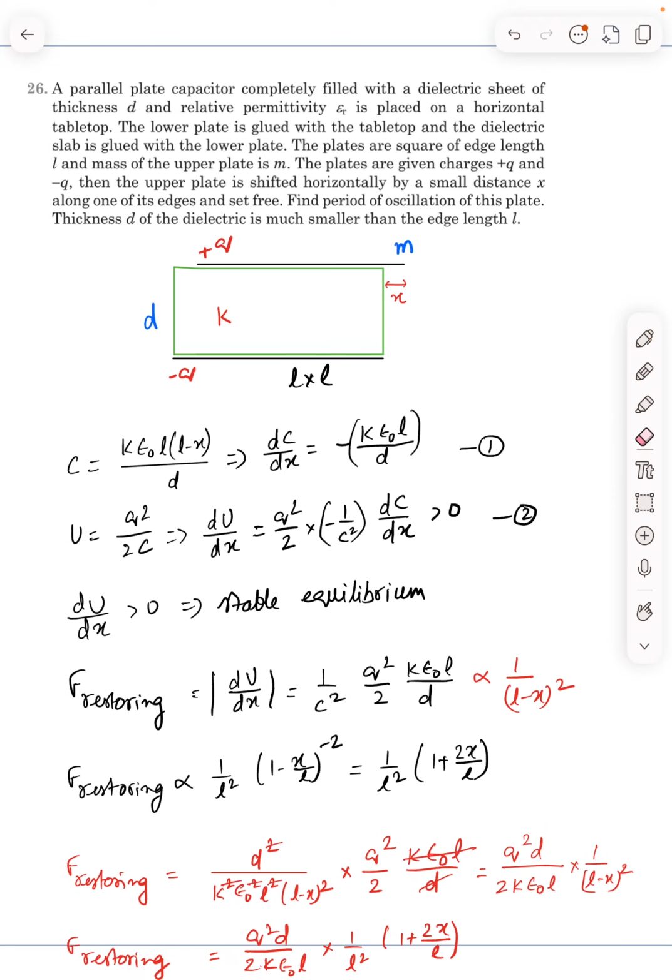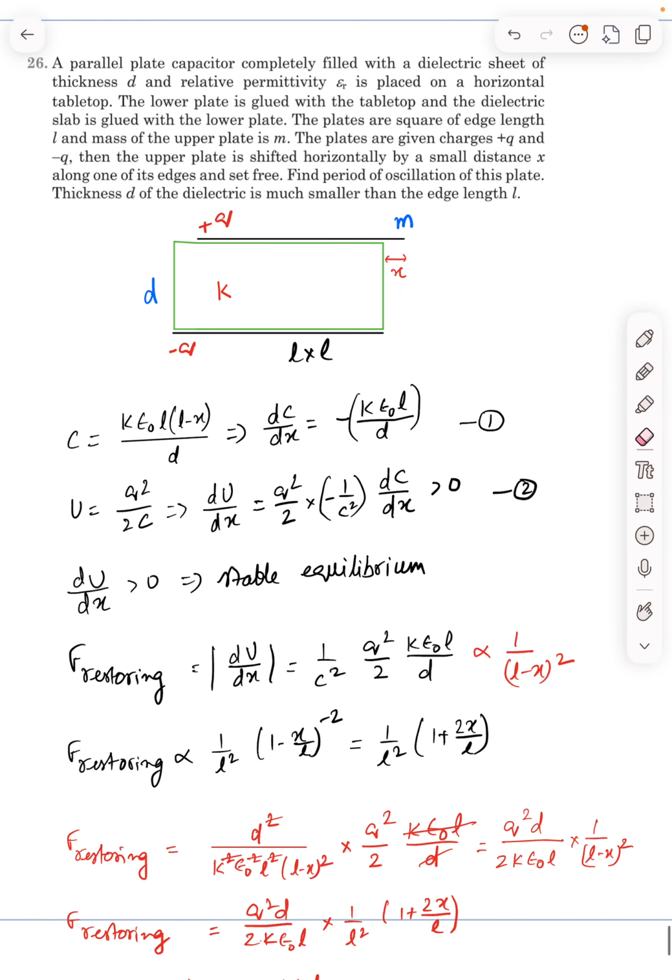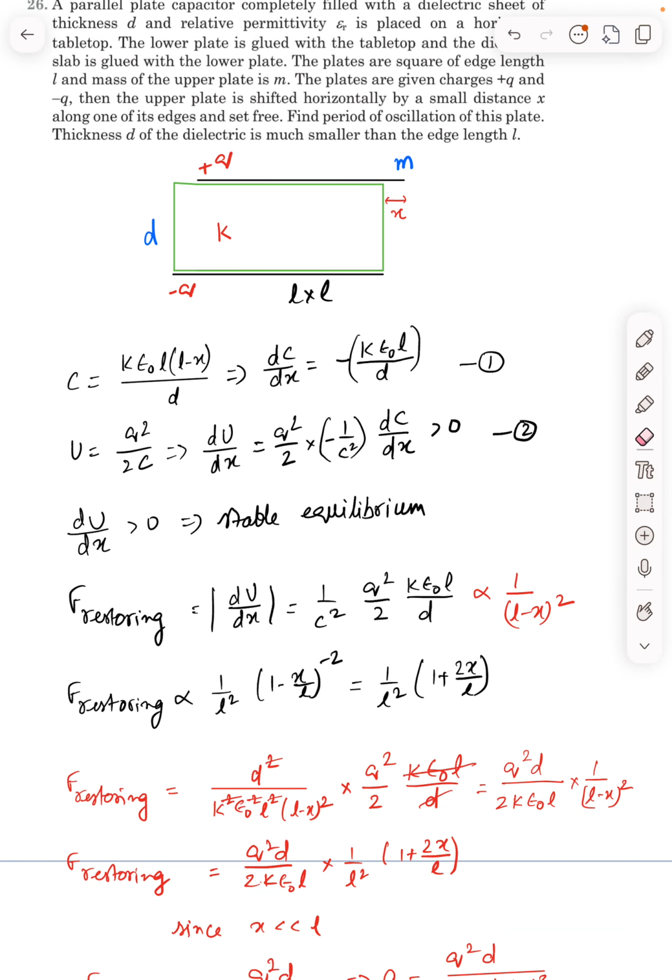Now the upper plate is shifted by a small distance x along one of its edges and set free. We have to find the period of oscillation of this plate. So what I have done is, once you shift the plate like I have shown in the diagram by a small distance x, the charge will redistribute itself.